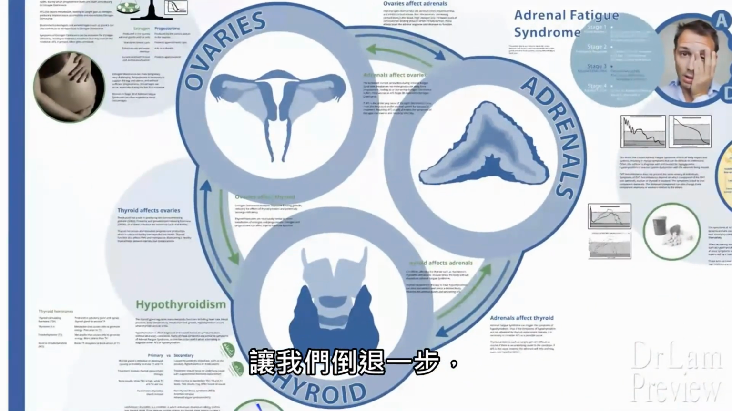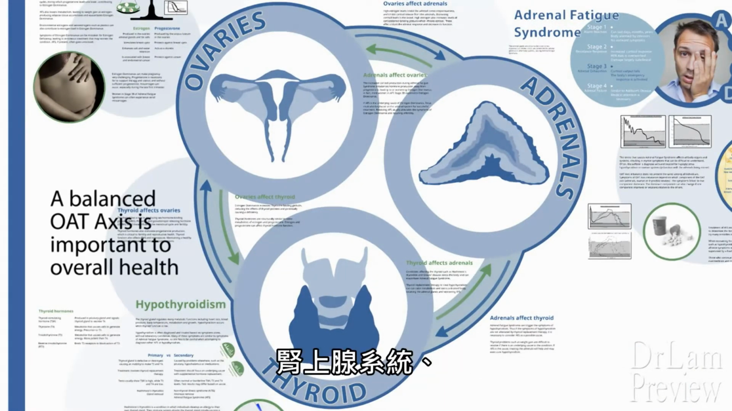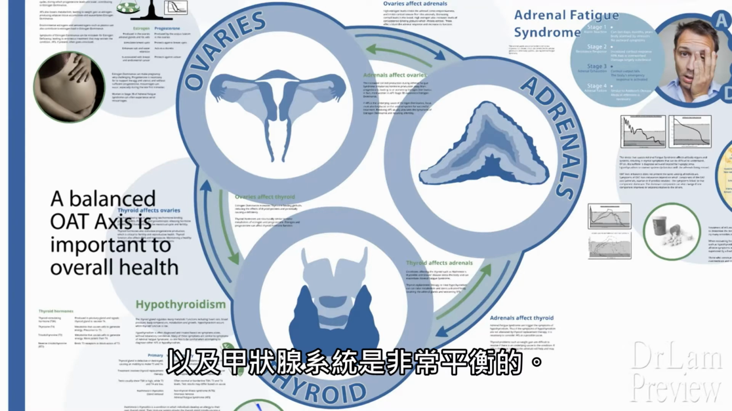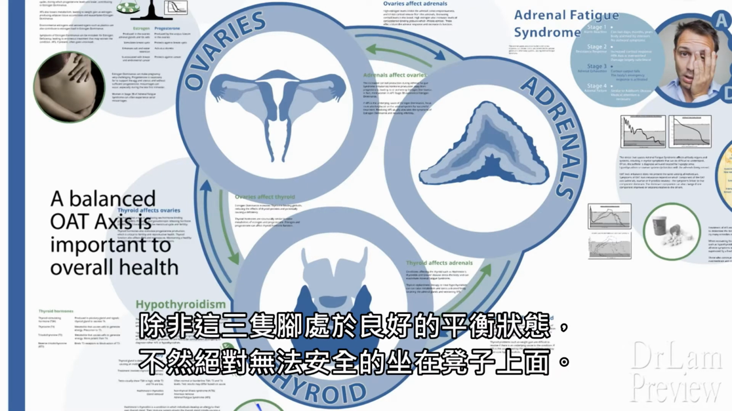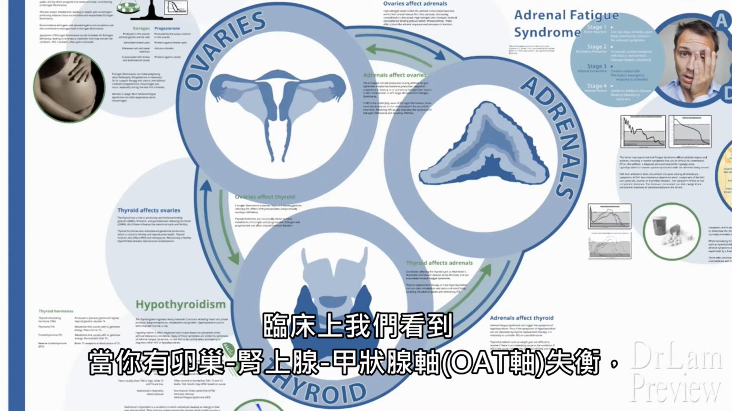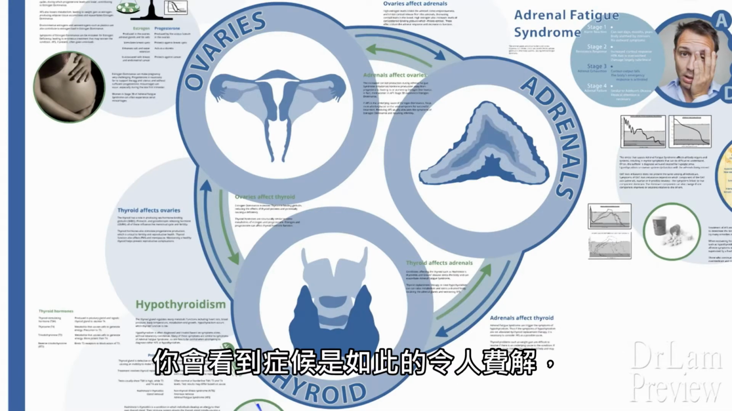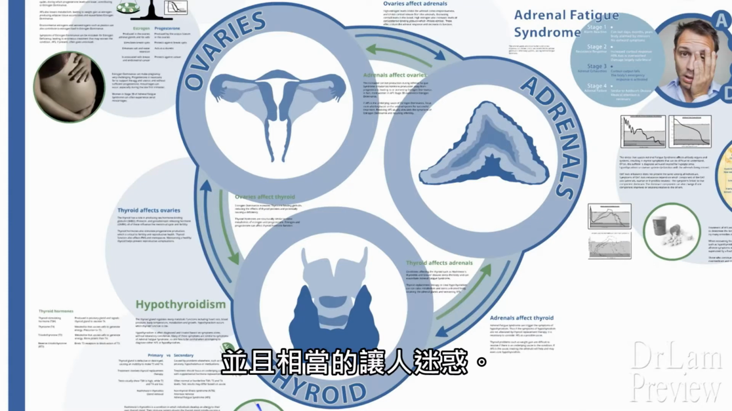So, taking a step back, what we like to see is that the ovarian system, the adrenal system, and the thyroid system are well balanced. They are like a three-legged stool, and you cannot really sit safely on this stool unless all three are in good balance. Now, the problem clinically is what we see when you have an ovarian adrenal thyroid axis imbalance, because the symptoms are really convoluted because they represent dysfunction of all three groups, and it can be quite misleading.